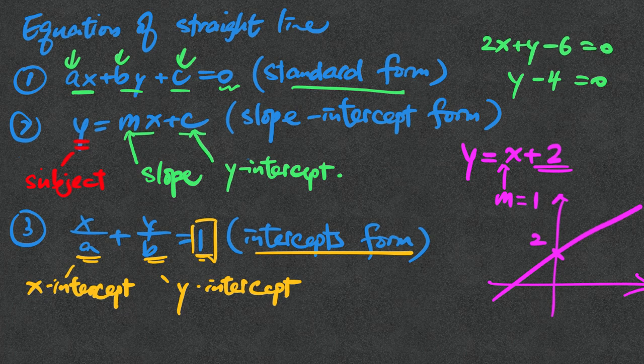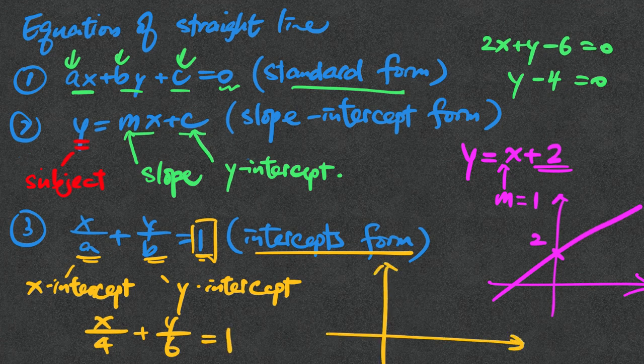Now take an example to see how we can draw the line. Let's say x over 4 plus y over 6 equal to 1. In this situation, the equation is telling you that the x-intercept will be 4 for this line, and the y-intercept is 6 for this line. As a result, because you have 2 points that the line should pass through, the line should look like this.